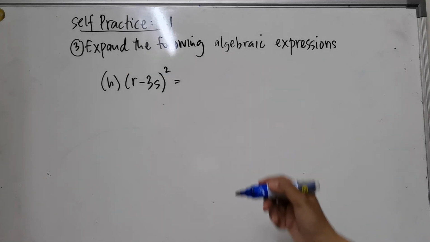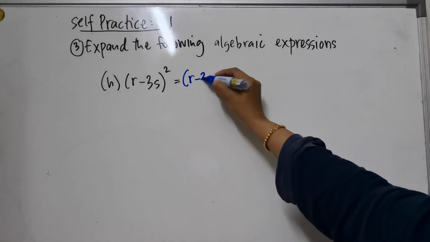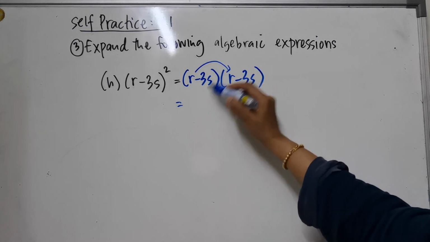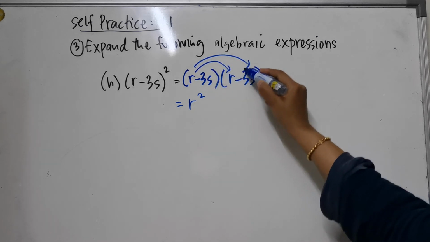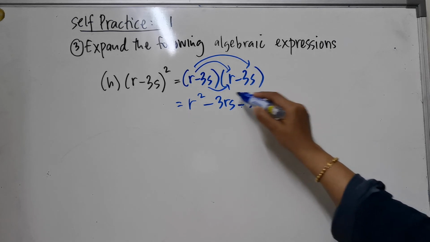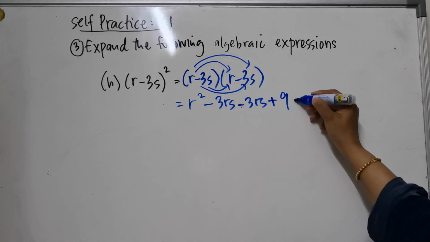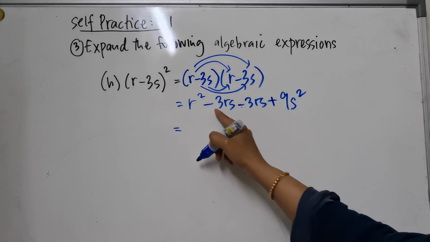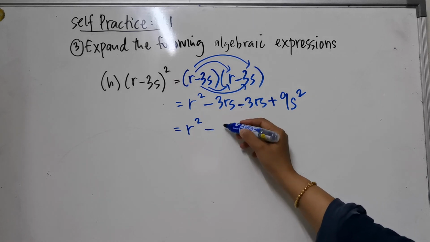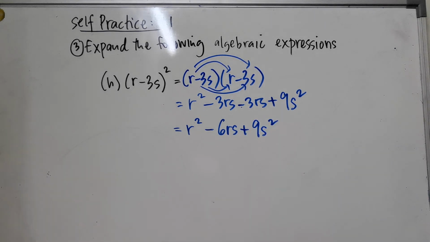Okay, H: r minus 3s, the bracket square. So we can write like this. So we have r square minus 3rs minus 3rs, negative times negative, positive, 3 times 3, 9s square. This one has the same term, so negative 3 minus 3, negative 6rs plus 9s square.